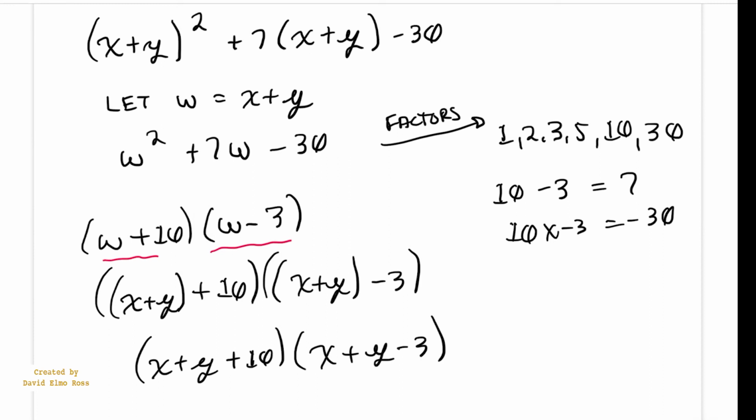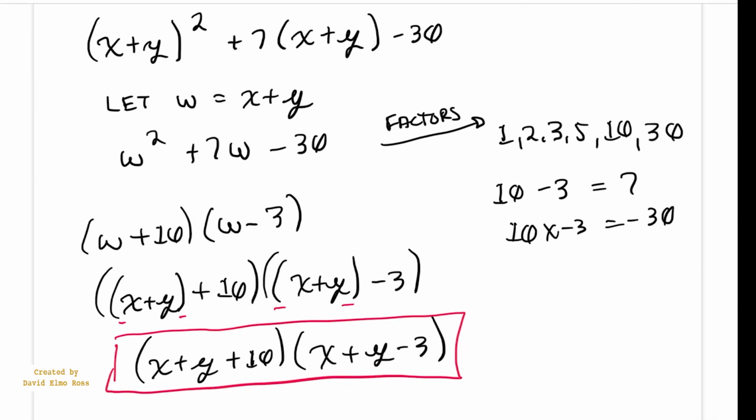So if we substitute in now this value here for w, we're going to end up with x plus y plus 10, x plus y minus 3, and we can remove these brackets because these are additions, so our final expression that we have for the factor will be x plus y plus 10 times x plus y minus 3.